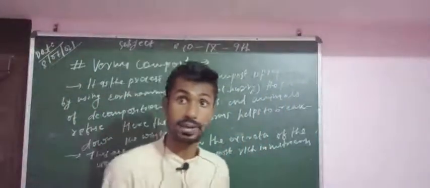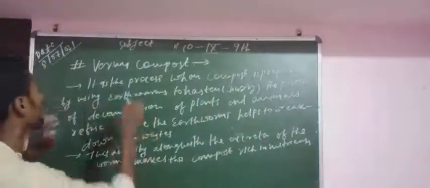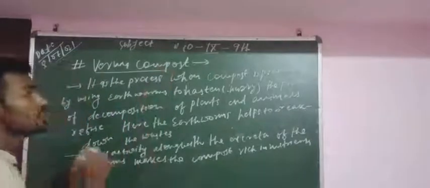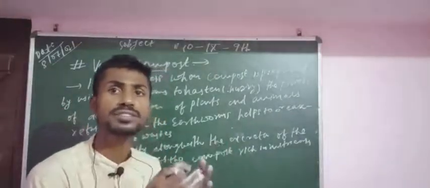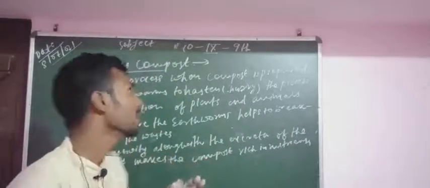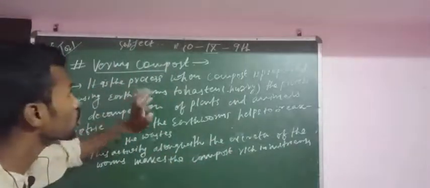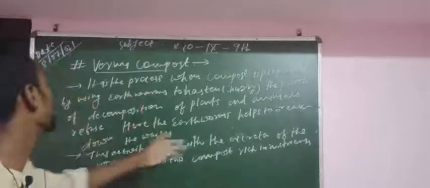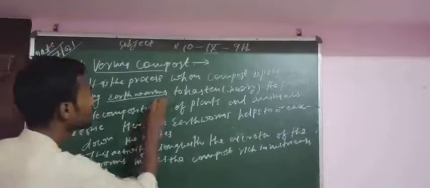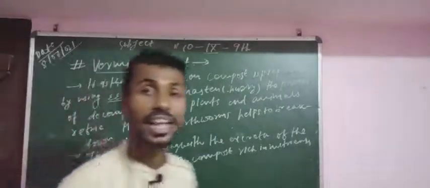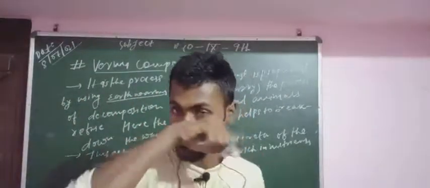So the next point, the third one, is vermi compost. That means vermi compost. All are similar processes, just slightly different. In this, it is the process when compost is prepared by using the earthworm. So this is the extra thing included in this process.